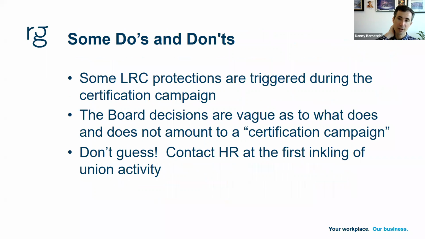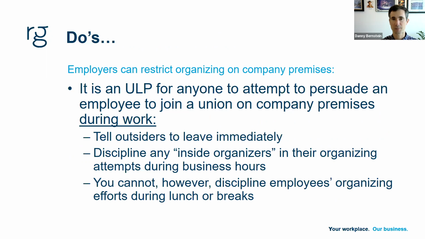Okay, we're going to get into some do's and don'ts now. As I've said, some protections are triggered during an organizing campaign, some are triggered when an application is filed. But when a campaign is underway, as I've said, is vague. It's not always obvious to you. And even if you don't know that it's underway, you can still commit an unfair labor practice. So even if the employer is totally unaware, the proper cause standard still applies, for example, and you can still inadvertently commit an unfair labor practice. So don't guess, contact HR or really be aware of the situation.